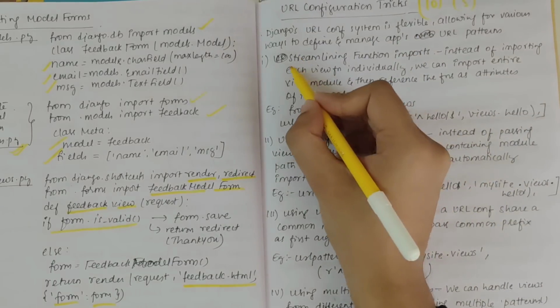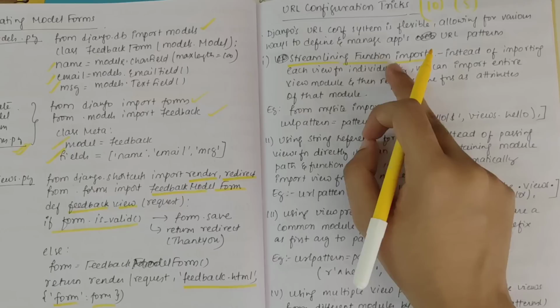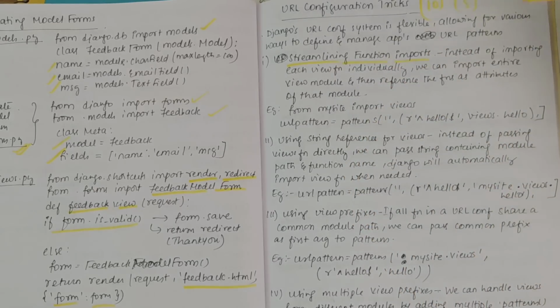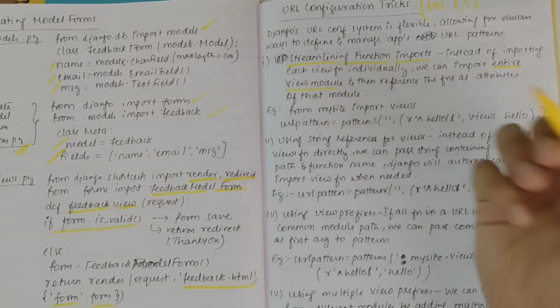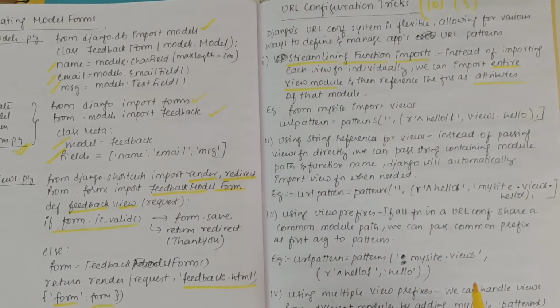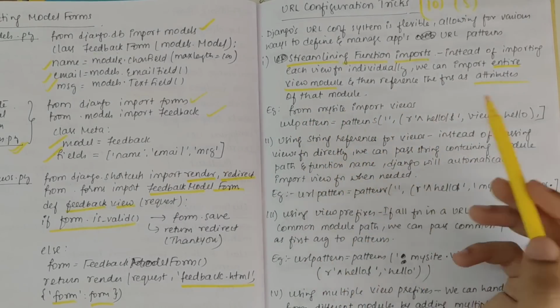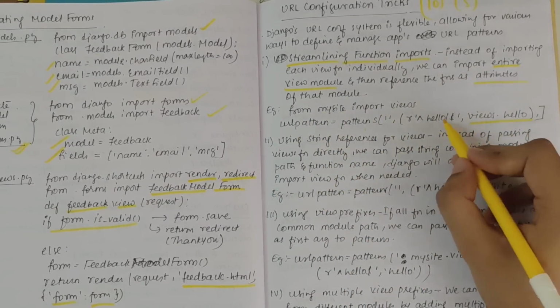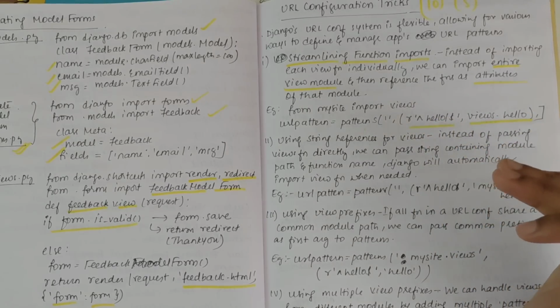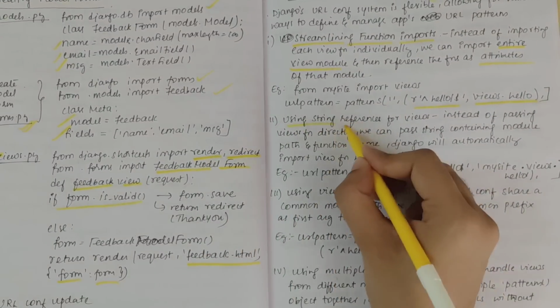So looking at the first way to manage and configure the URL, the trick we have is streamlining the function imports. That is, instead of importing each view function individually, we can import the entire view module and then reference the functions as attributes of that particular module. So looking at an example from my side, import views, urlpatterns is equal to patterns. Here I am making use of views.hello, and here I am importing that particular module. Okay, so views.hello.